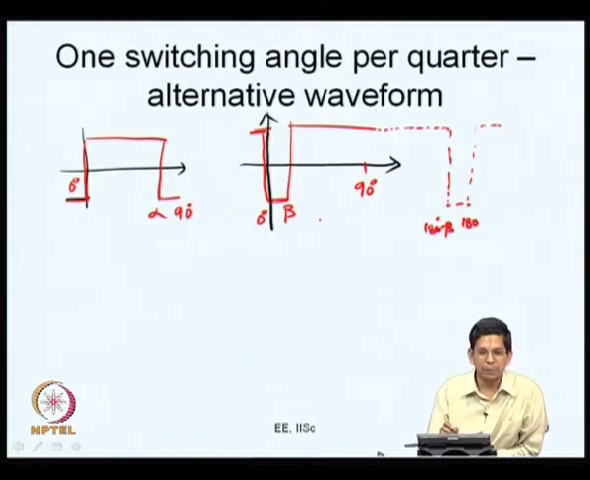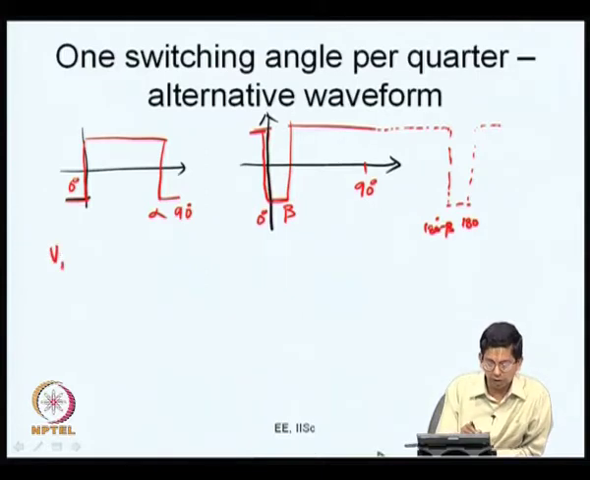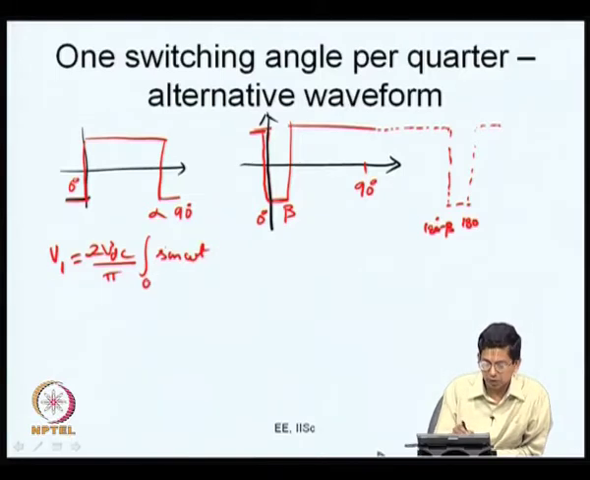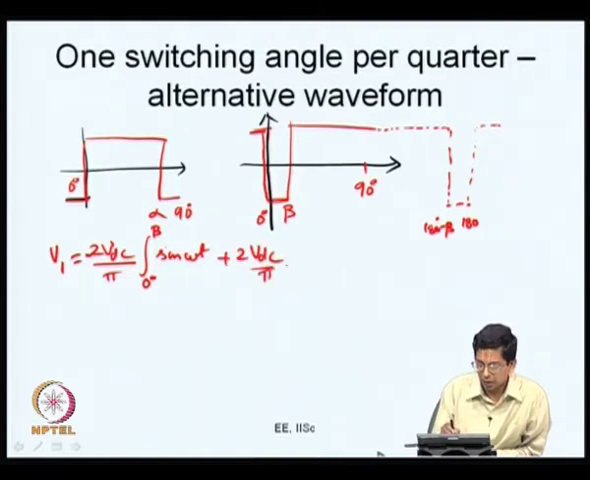So, for this waveform, if you have to write what is the fundamental component, you can see that V1 is 2 VDC upon pi. Now, what you need to do is, you have to integrate, the first term is negative of sin omega t, and this runs from 0 to beta, and the next term is, you will have plus 2 VDC upon pi, you will have to integrate sin omega t. I mean, there is a d omega t here, please note that even if I have missed out, you can take it there, beta to 90 degrees now.